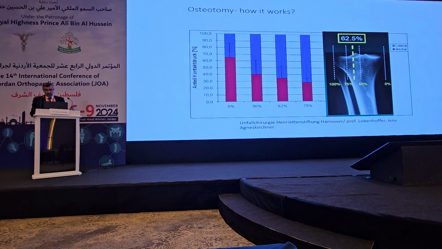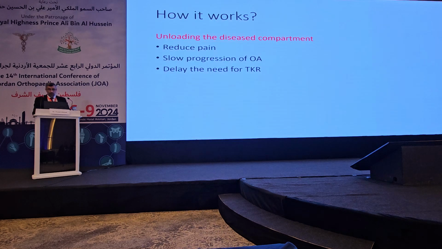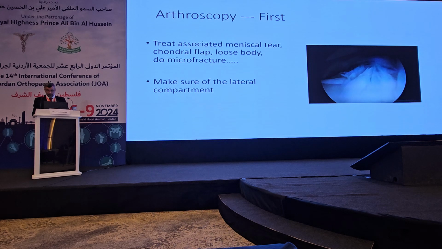Many studies, this is one of the studies by Professor Philipp Lobenhofer and Jens Agnes Kirchner from Hanover. They found that if the line is at the 0 line, which is the most medial part of the tibia of the knee, the load would be around 2/3 on the medial side. And if we shift it to the yellow line, what's called the Fujisawa point, the load would be the other way, around 2/3 on the lateral. So by doing osteotomy, we are unloading the diseased compartment, so this will reduce pain, slow the progression of osteoarthrosis, and delay the need for future total knee replacement.